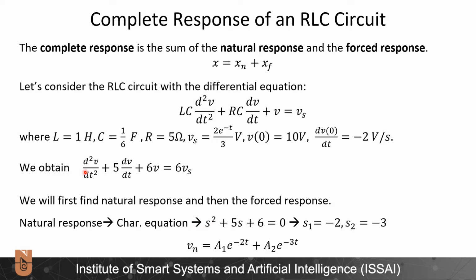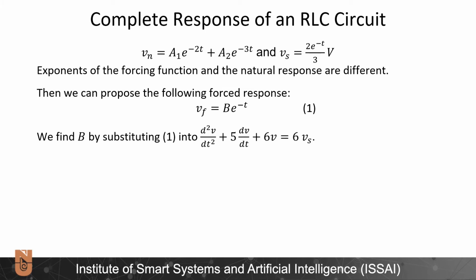For that, I use the differential operator and write this left side as s squared plus 5s plus 6. By solving this quadratic equation, I end up with s1 is equal to minus 2 and s2 is equal to minus 3. Accordingly, I can write the natural response as vn is equal to a1 times e to the minus 2t plus a2 times e to the minus 3t. But this is only one part of the solution, and I also don't know the coefficients a1 and a2, for which I will use the initial conditions to find them.